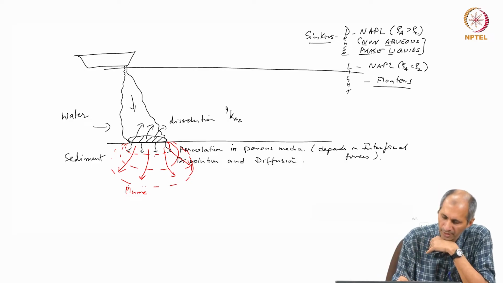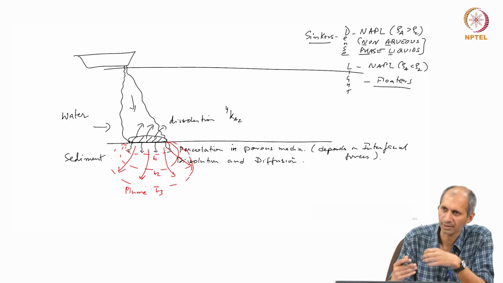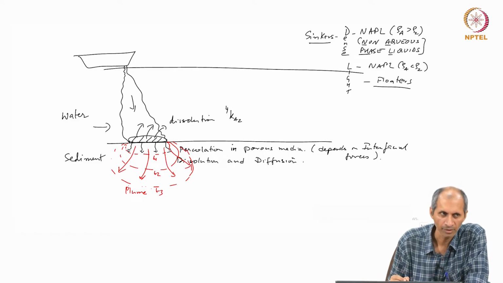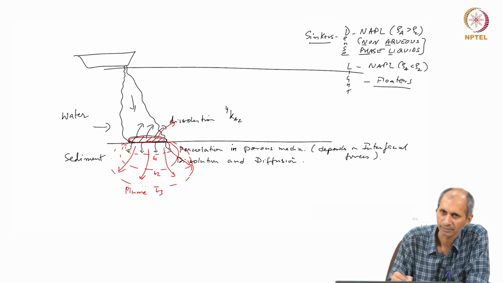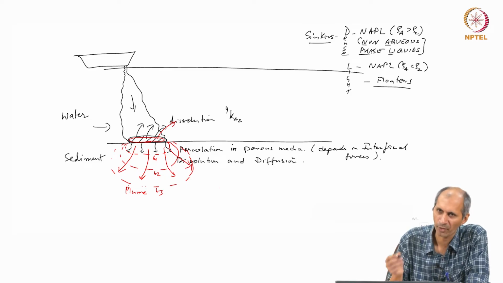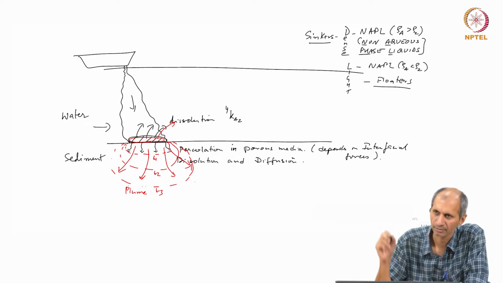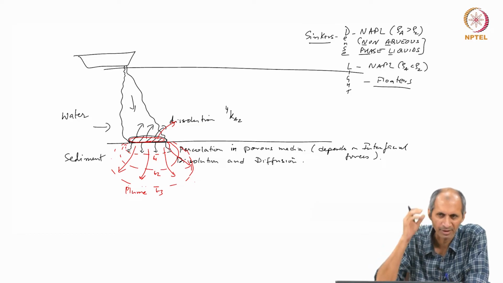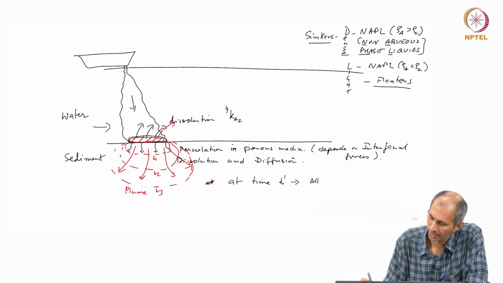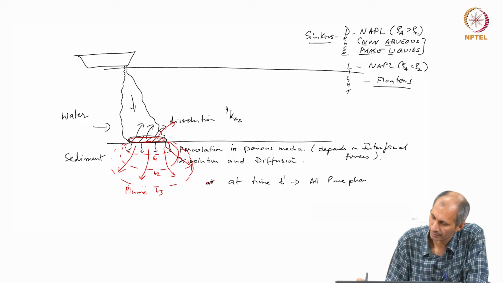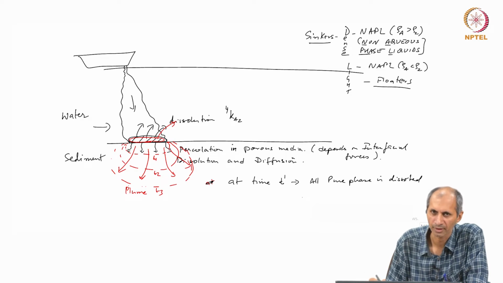So over a period of time, at T1 you will find this, T2 you will find this, T3 you will find this, it is spreading out. It will spread out in the manner that there is pure chemical here, it is spreading out, and the pure chemical is also dissolving, right. So there may be a point of time in the future, say at some time T, let us call it T dash, when all this pure phase is dissolved, which means there is no more pure phase.